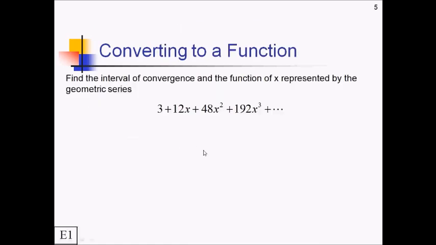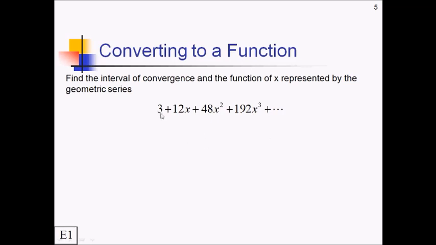So now that we've seen that lovely eye-opener on Desmos, we're going to take a look at converting from a series to a function. So for here, we want to find the interval of convergence for this thing and the function of x represented by this geometric series. Let's start by getting the a1 value and the r value for this geometric series. Pause the video and get that.